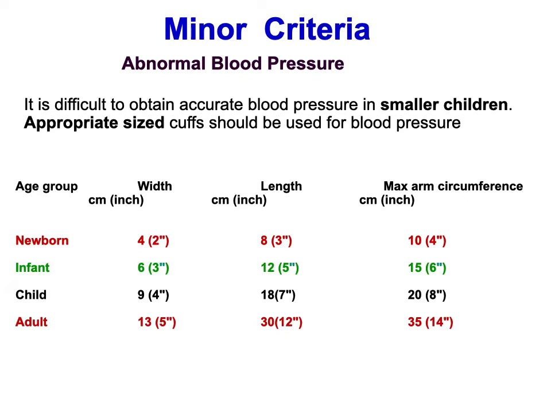But for the classical cuff width, for your remembrance, I can put a mnemonic: 2, 3, 4, 5 inch. You remember like this: 2, 3, 4, 5 for newborn, infant, child and adult. Newborn 2 inch, infant 3 inch, 4 inch for child and 5 inch for adult. This is very easy to remember.